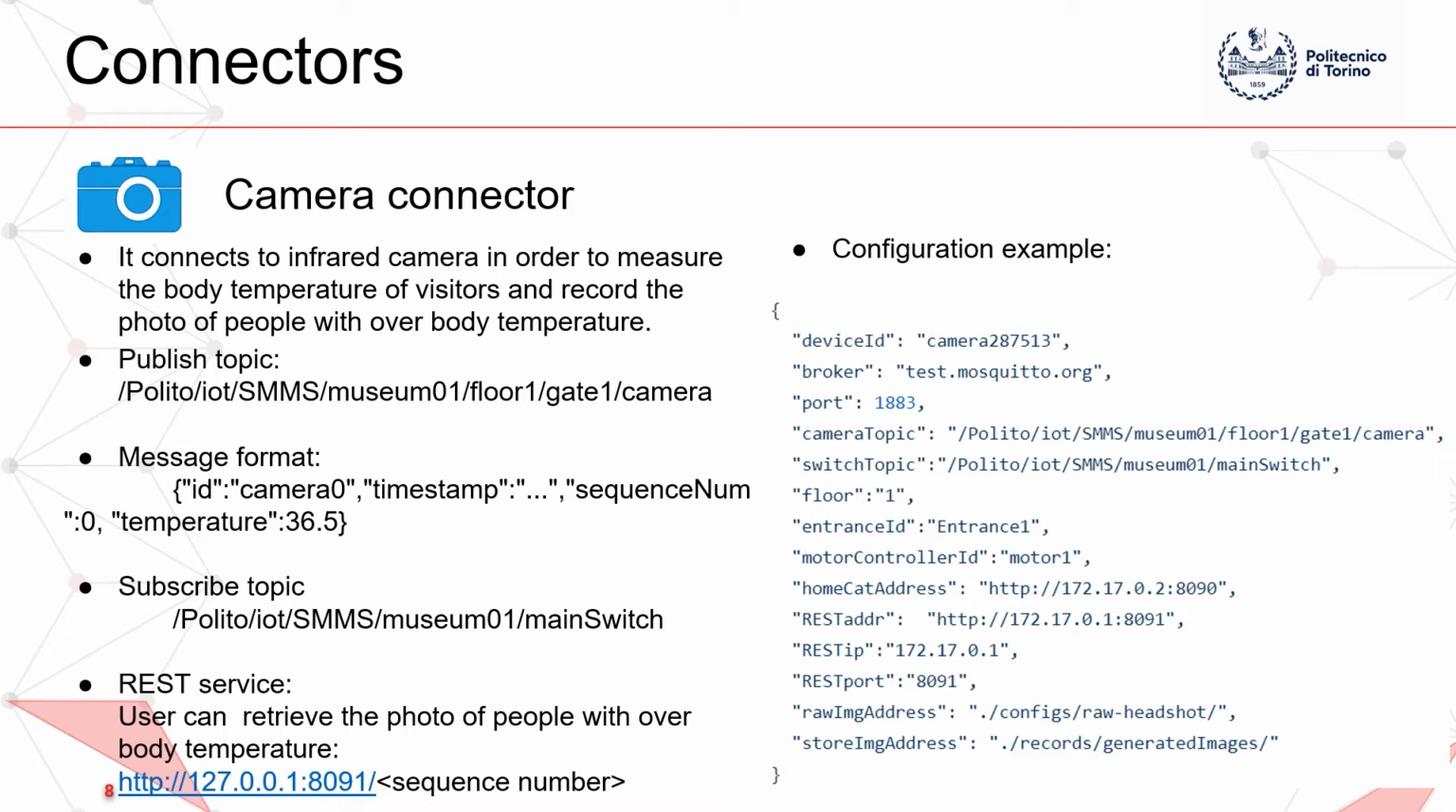When the visitor has a high body temperature, camera will take a picture of him or her, and the picture can be identified with the sequence number. Then camera connector will publish messages, including a sequence number and a temperature value to its published topic. It will also expose a RESTful service that other services can retrieve the photo with a GET request when needed.